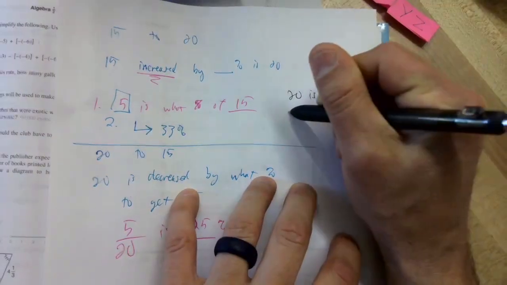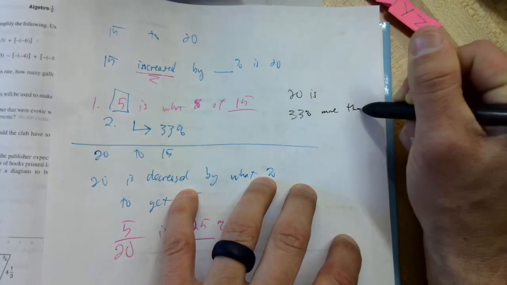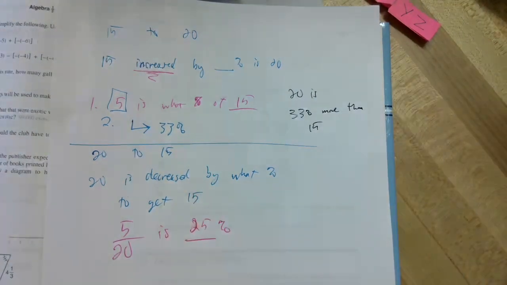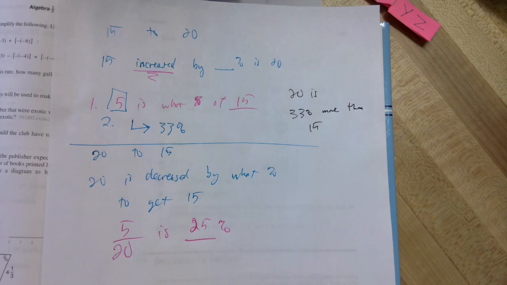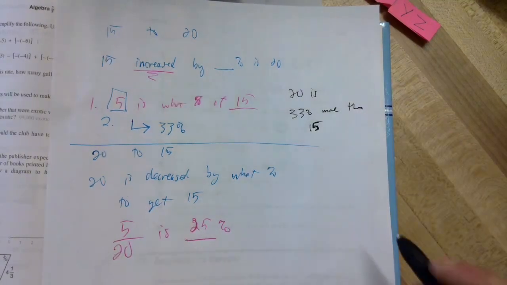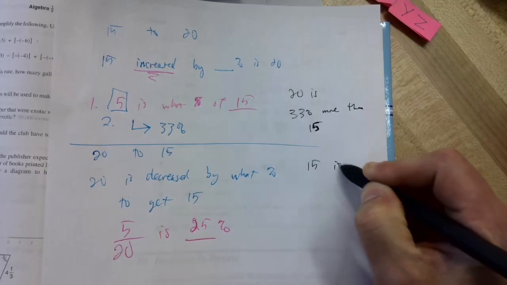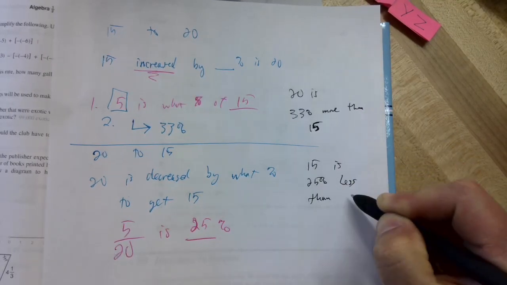So let's make some statements here. 20 is 33% more than 15. So again, think about I'm starting with the 15. I'm applying the percentage change. I can say 15 is 25% less than 20.